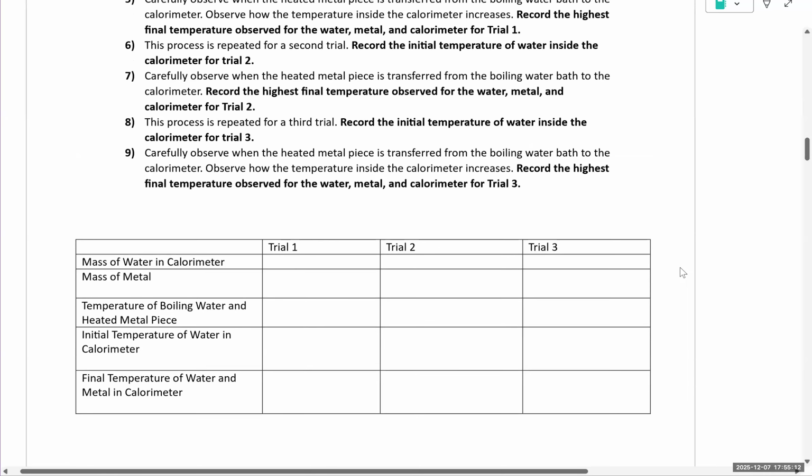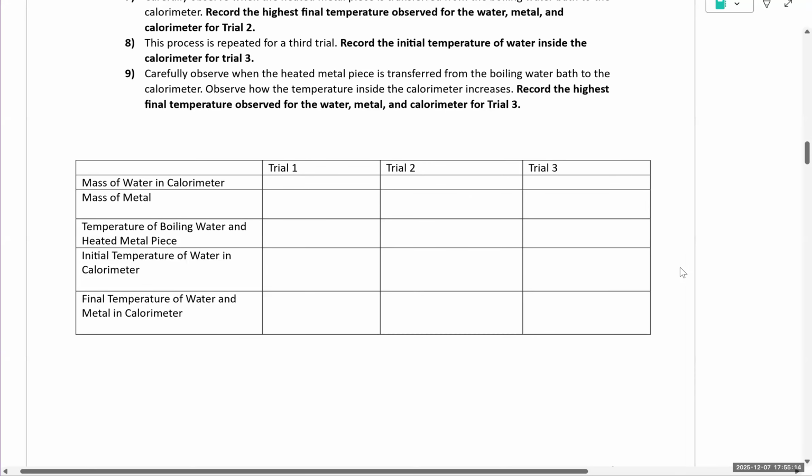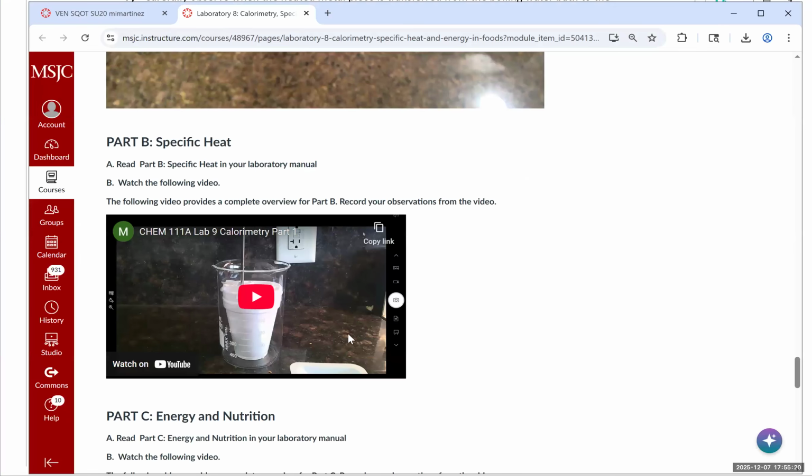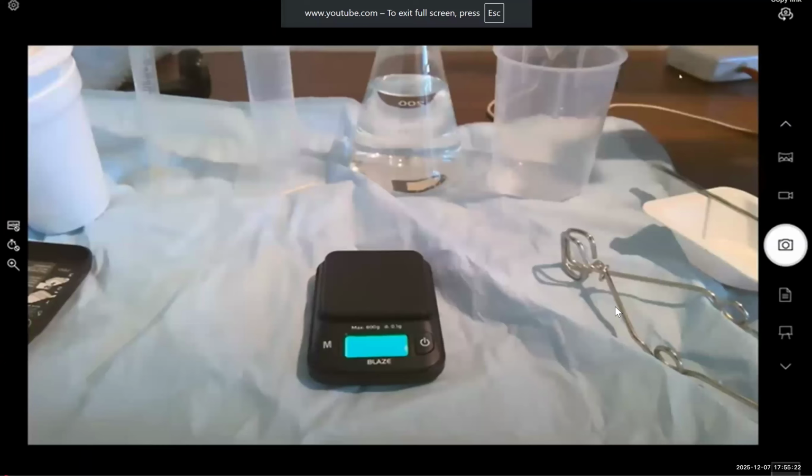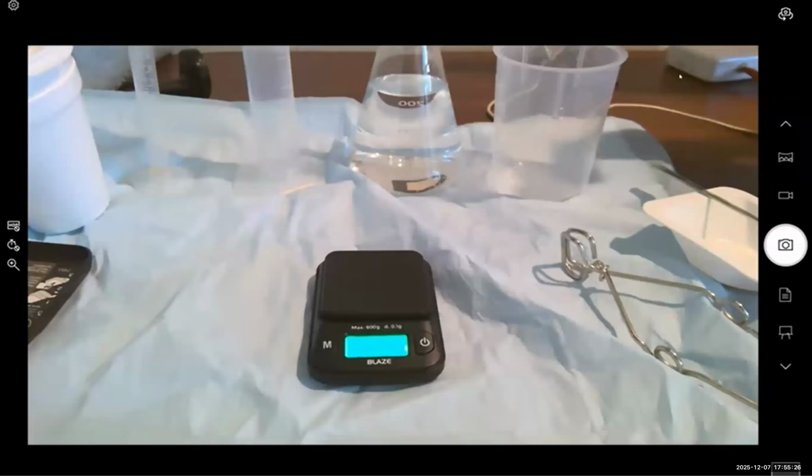Okay, so here's our data table. We're going to watch the video carefully, and we're going to make sure to record the mass and temperature data. Okay, so here is the setup. So first and foremost, we need to prepare our coffee cup calorimeter. So we have a balance set up.